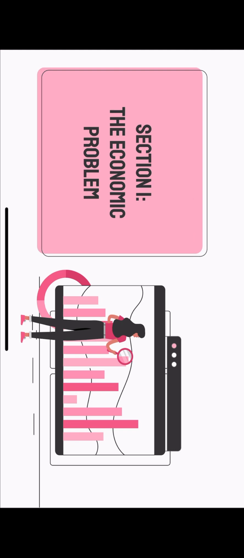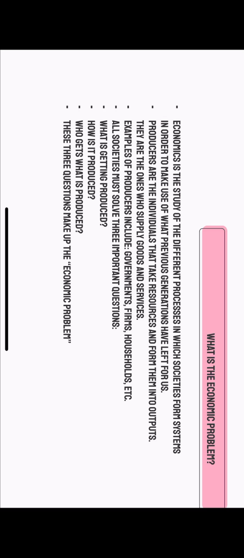Section 1, The Economic Problem. What is the economic problem? Well, first, let's define what economics is. Economics is known as the study of the different processes in which societies form systems in order to make use of what previous generations have left for us.